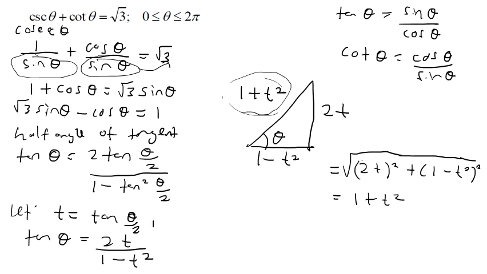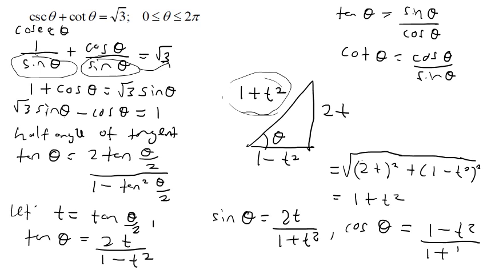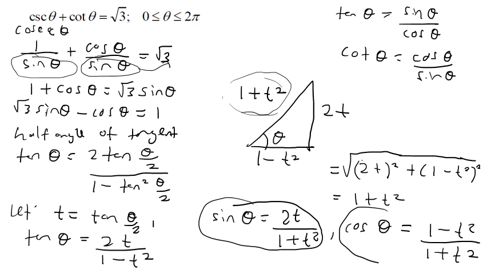So we will use this value to deduce the value of sine theta, which is 2t over 1 plus t squared, and also cos theta, which is 1 minus t squared over 1 plus t squared. So these two equations, sin theta equals 2t over 1 plus t squared, and cos theta equals 1 minus t squared over 1 plus t squared, we will replace in our equation in order to solve this question. So let's move to the next slide, how we substitute.